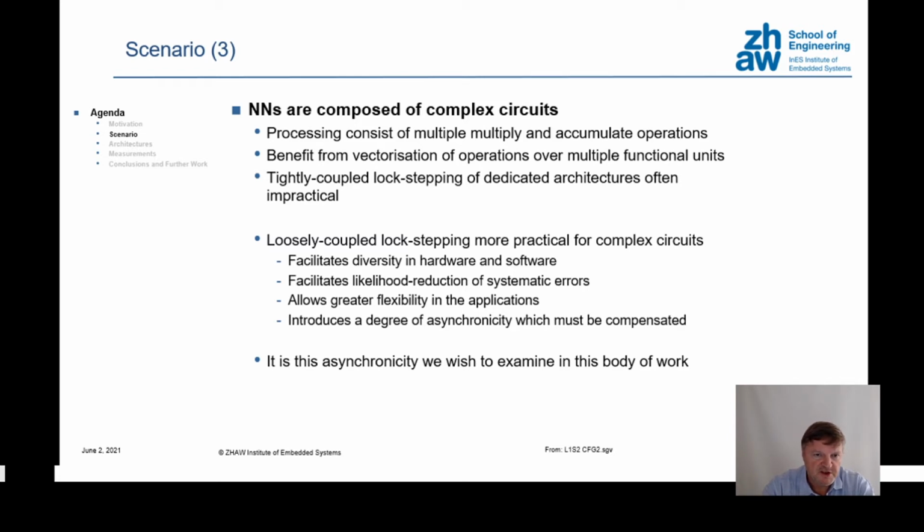So we see that loosely coupled lockstepping is much more practical for complex circuits. It also facilitates diversity in hardware and software, so we reduce the probability of systematic errors. We allow greater flexibility in the applications, also in what happens if an error in operation has been detected, but it introduces a degree of asynchronicity which we have to compensate for. That is, if we want to compare output data, the output data has to be available for a voter or a checker at the same time. So we want to look at this potential asynchronicity and see what we actually have to deal with.